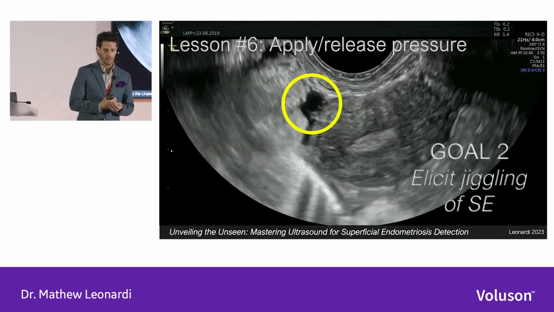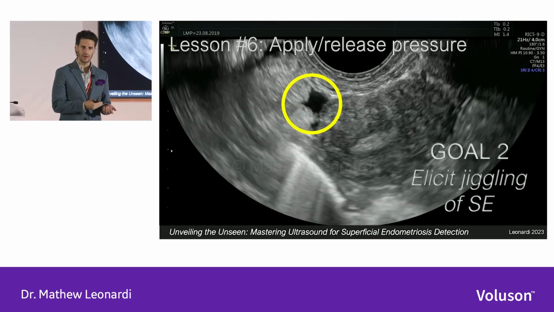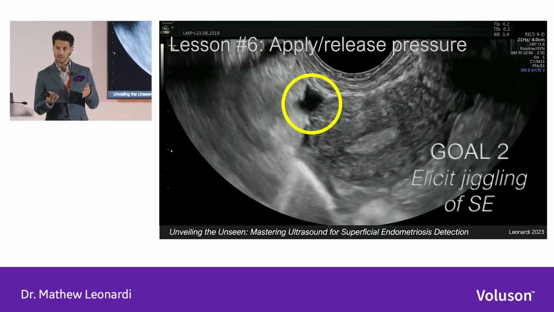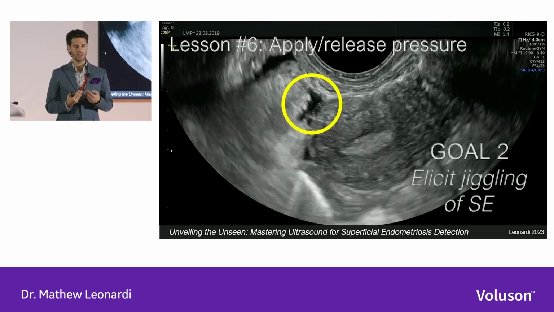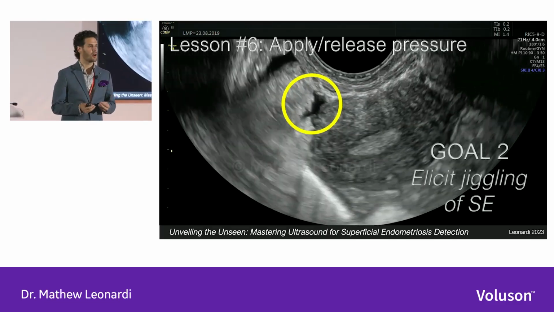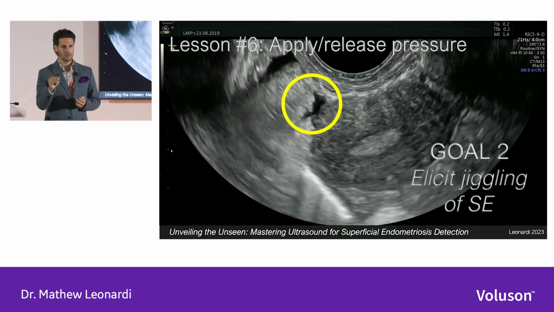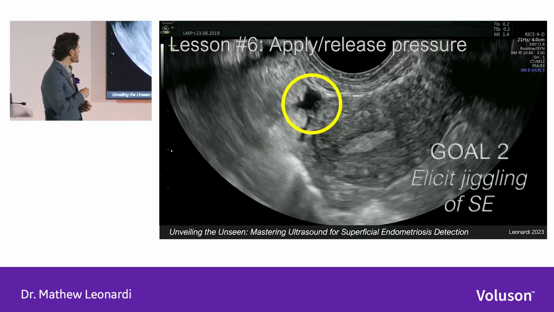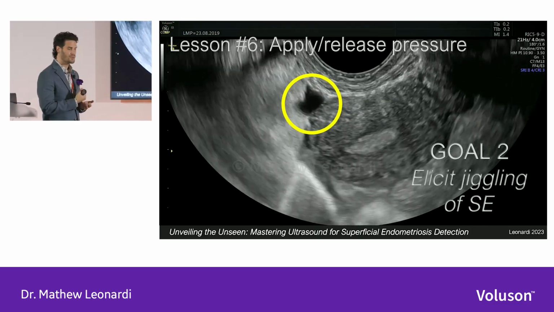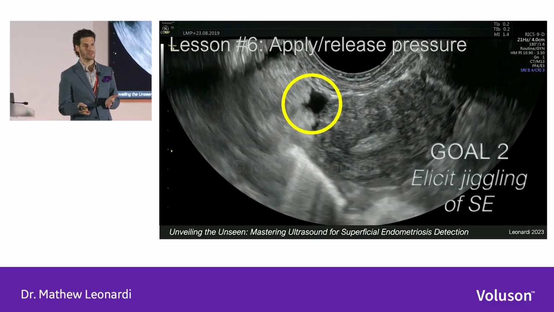You can see here with that apply-release technique in the anterior compartment, where there is fluid in this case, not that common, but it does exhibit there sometimes. You can see the effect of jiggling on that serosal superficial endometriosis, just in the yellow circle there. It's really obvious. This is nothing other than endo.